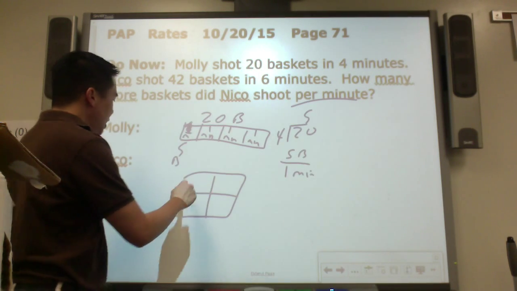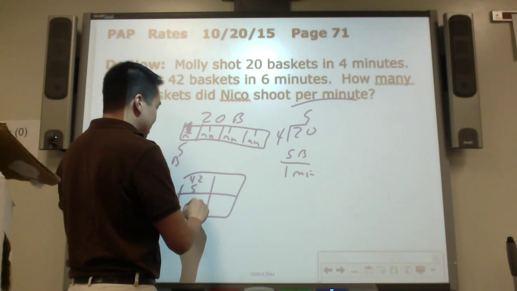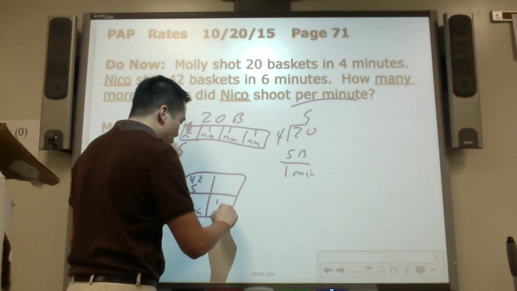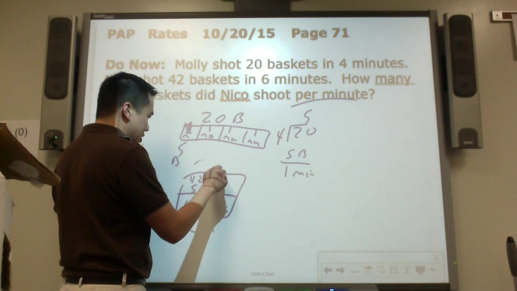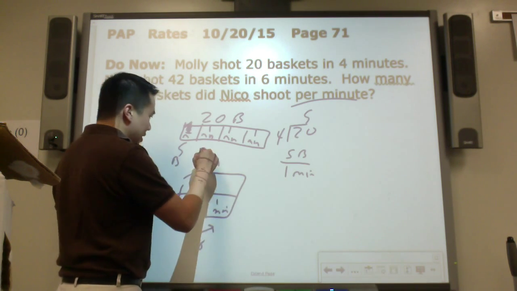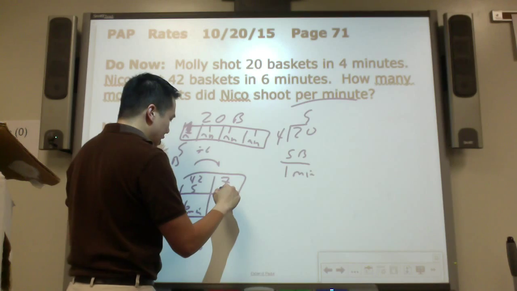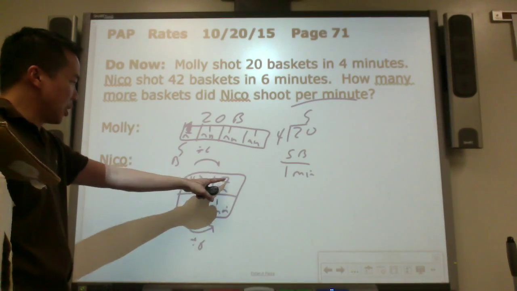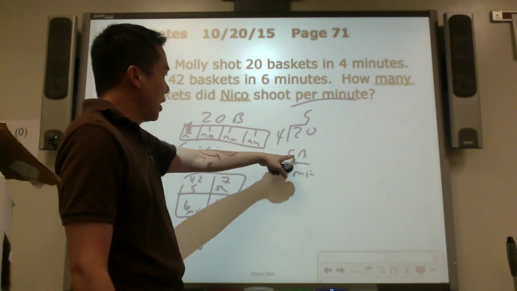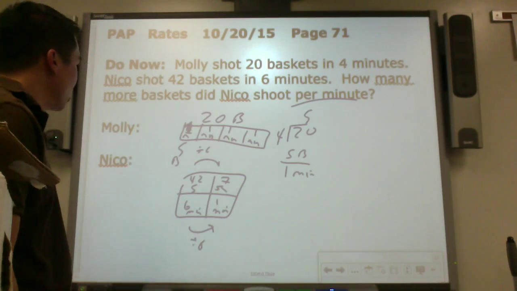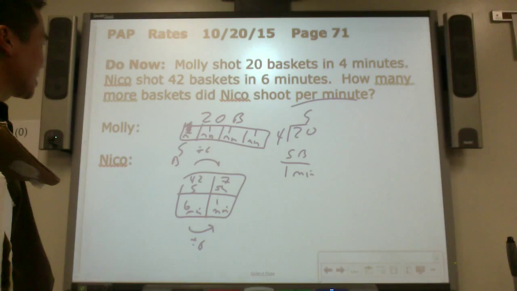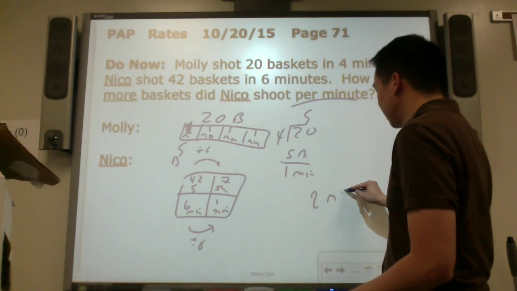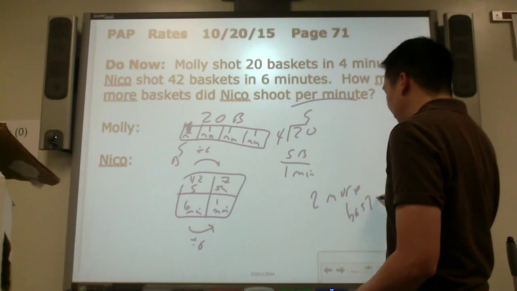So Nico shot 42 shots in 6 minutes. I need to break this down to per minute, 1 minute. How do you break down 6 minutes to 1 minute? Divide by 6, divide by 6. 7 shots in 1 minute. So Nico shoots 7 shots in 1 minute, or per minute. Molly shoots 5 baskets in 1 minute. So how many more baskets did Nico shoot? He shot 2 more baskets than his friend Molly.